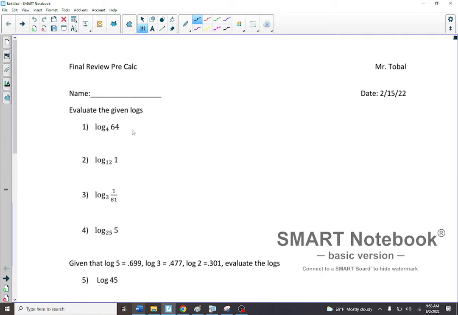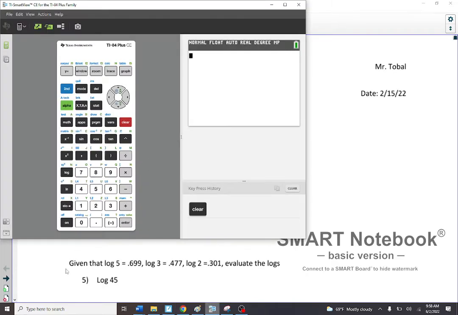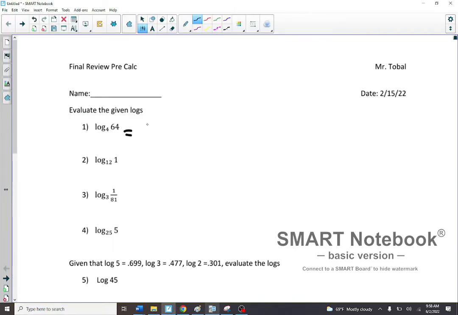Let's see. Log base 4 of 64. Again, you could always use your calculator to kind of cheat, but log base 4 of 64, you could rewrite that as 64 equals 4 to the x power. Then ask yourself, what to the x power gives you 64? That must be 3. So it's x equals 3.